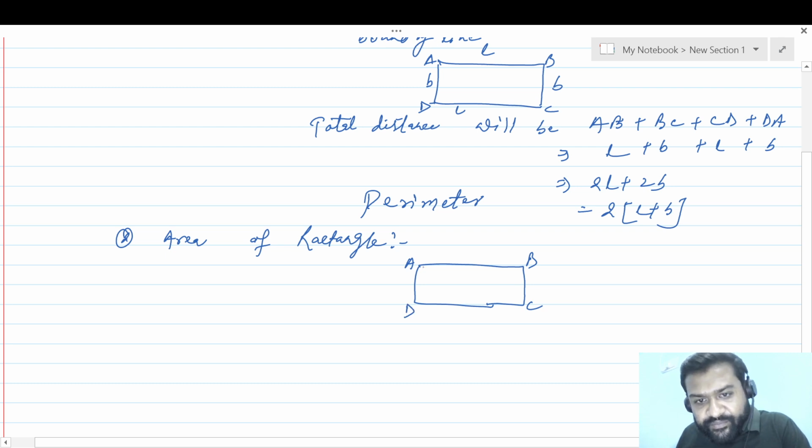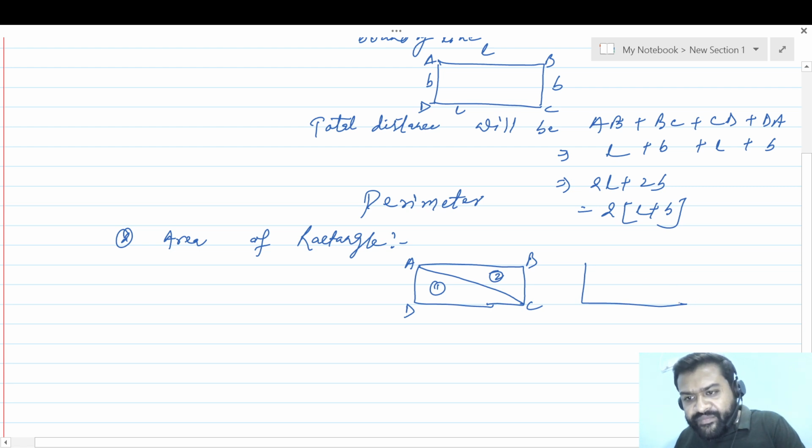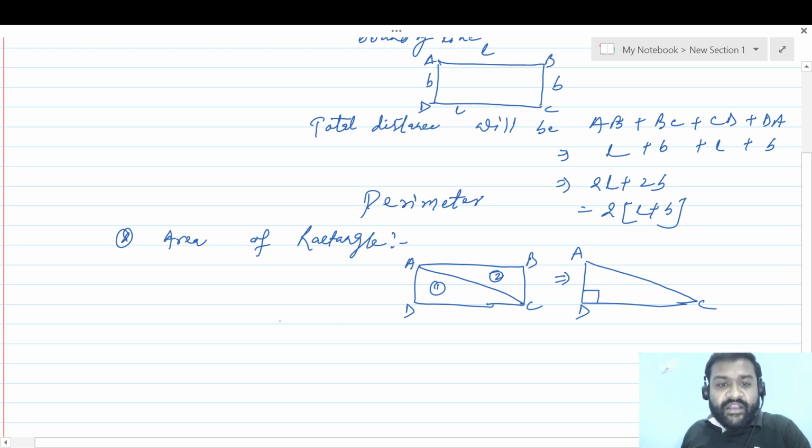I'll join a line from vertex A to vertex C. So this will give us two triangles. You can see this is our first triangle and this is our second triangle. The first triangle looks like this, and I'll write down the names: this is A, this is C, and this is D. So this is our triangle. It has become a right angle triangle. This is the hypotenuse, this is the perpendicular, and this is the base.